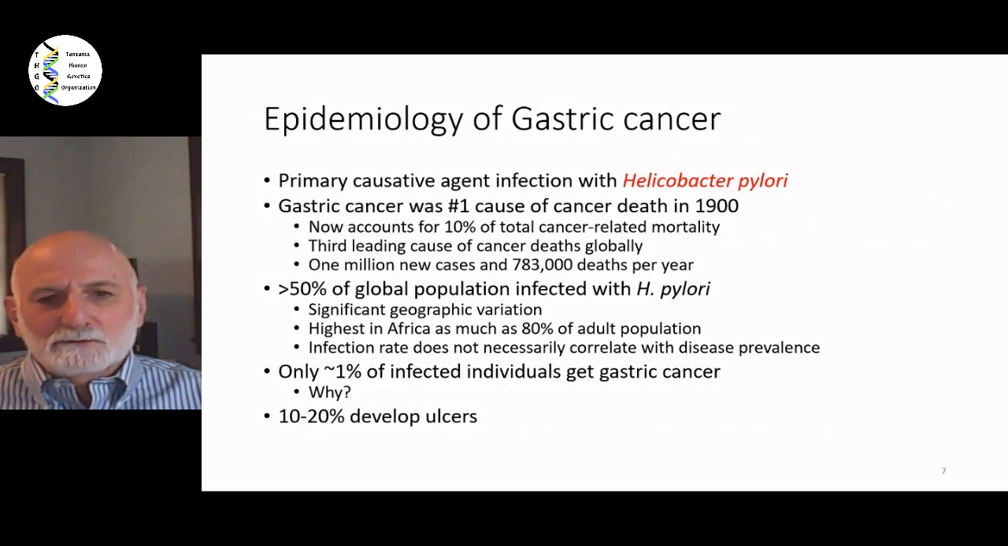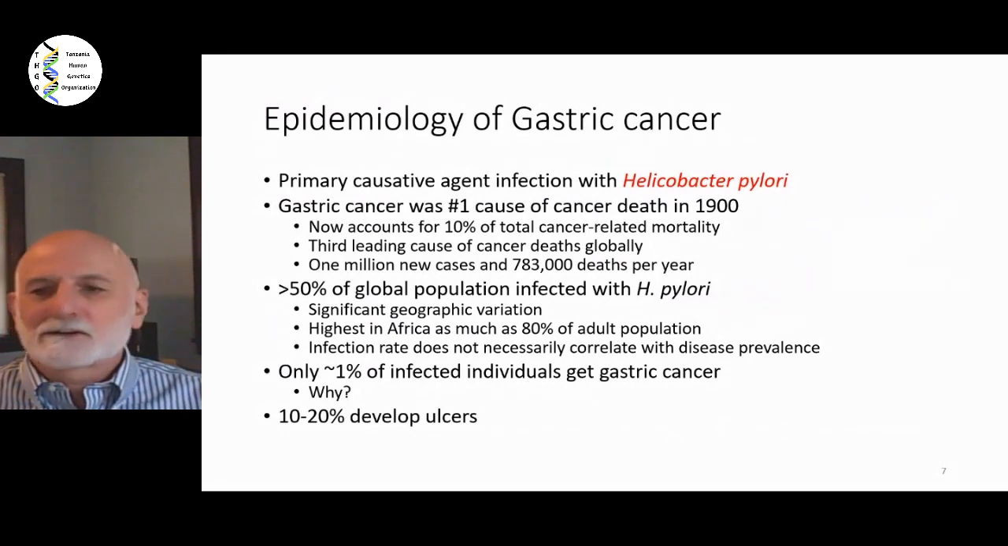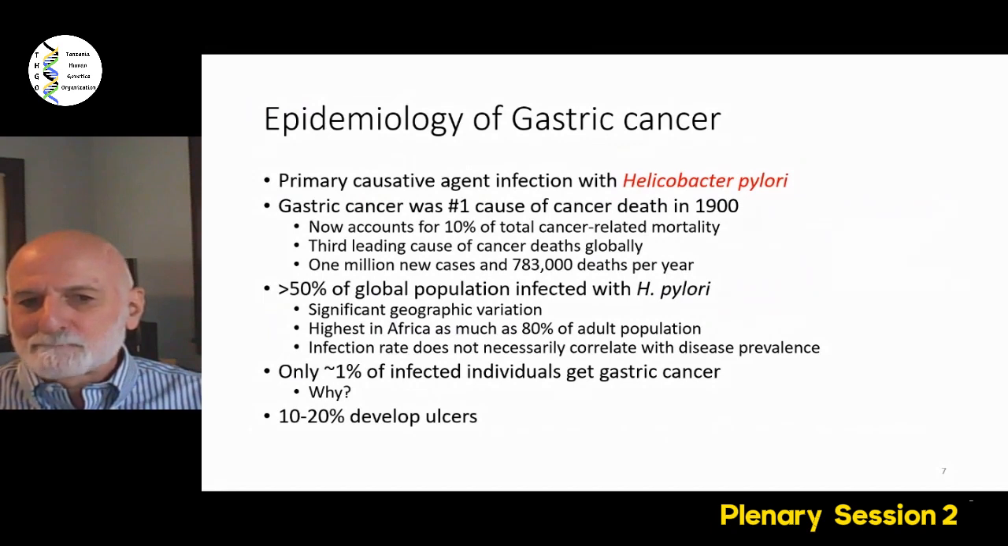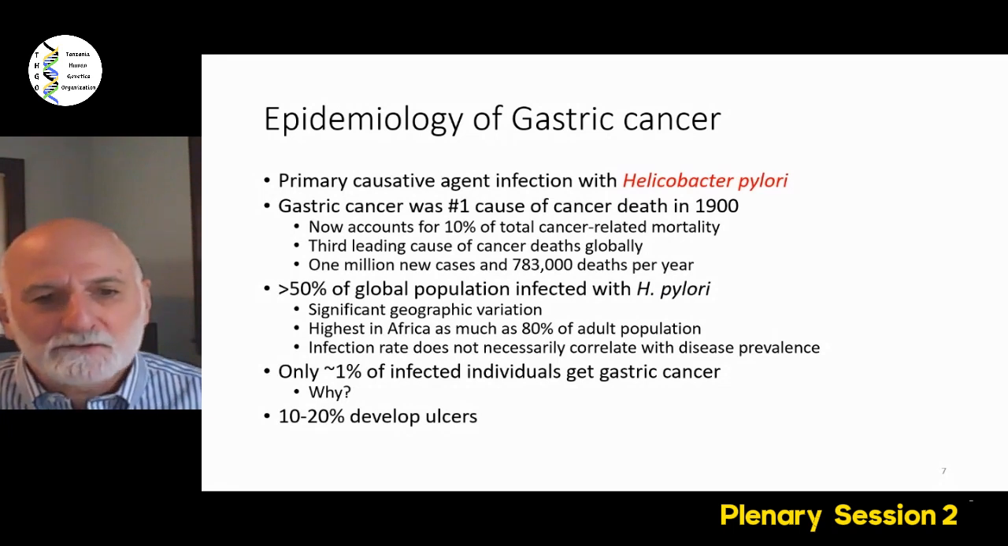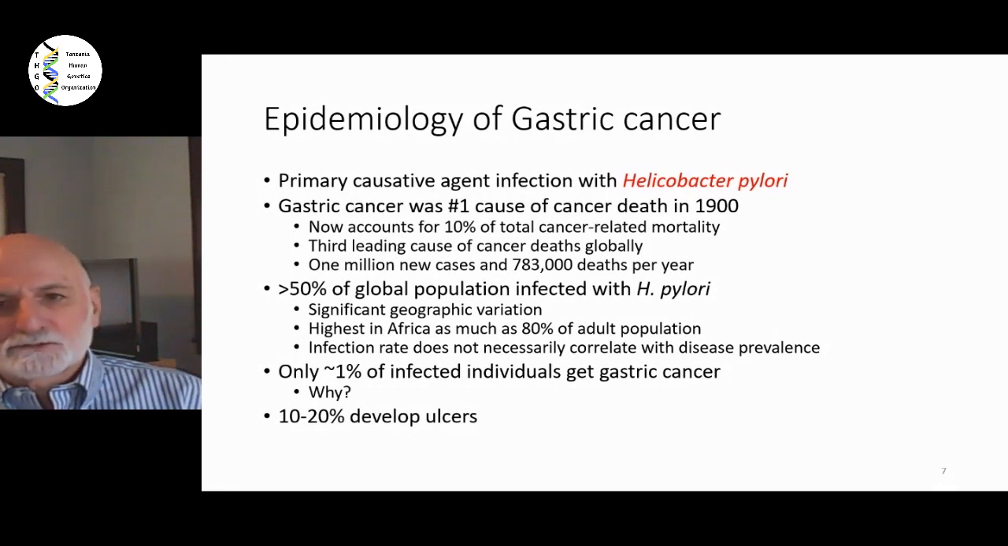Now, to put this into perspective, more than 50% of the global population has an active H. pylori infection in their gut. There's significant genetic variation amongst populations, with the highest infection rate being in Africa. But the odd thing, which will be a focus of this talk, is that infection rate does not necessarily correlate with disease prevalence. And that raises the question, why is a pathogen pathogenic? In fact, only about 1% of the infected people get gastric cancer, and about 10 to 20% develop ulcers.